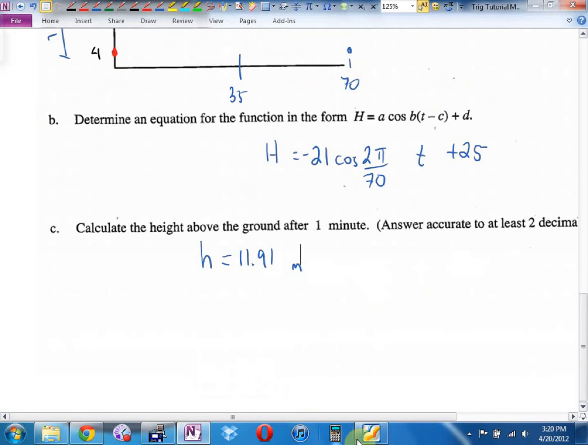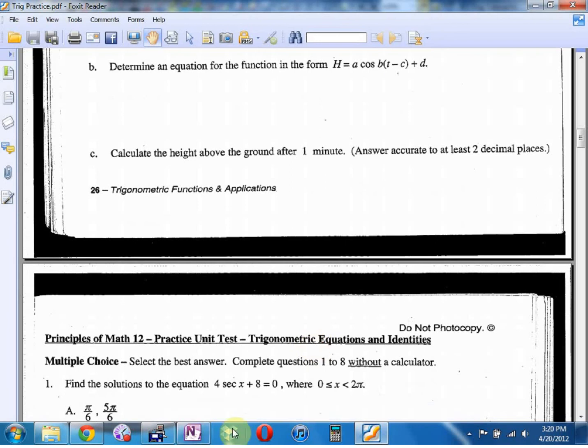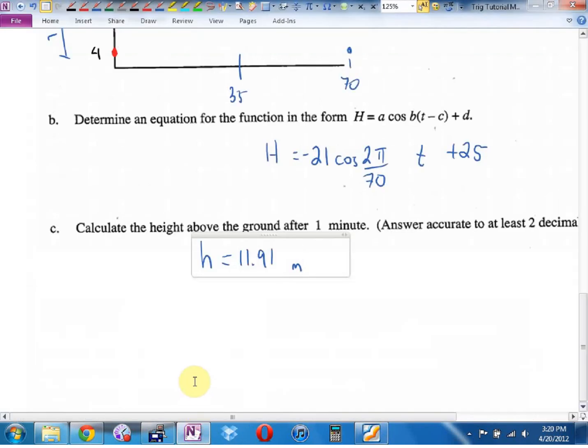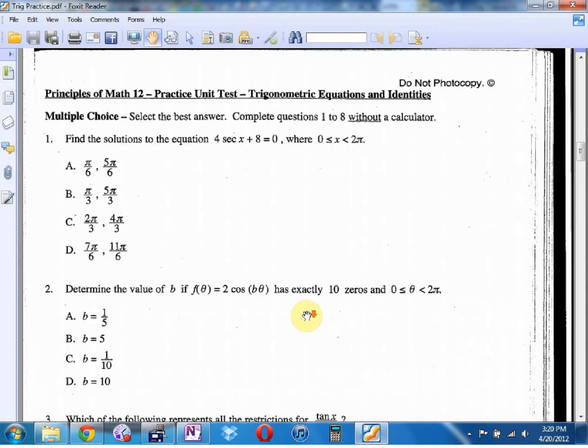Did they ask me to find a Y value? They didn't bother. Sorry, did they ask me to find an X value? On your test, I'll have a part D where I say, when is it 20 meters high? Send a line across 20, find the first time. Okay? Then we turn the page.